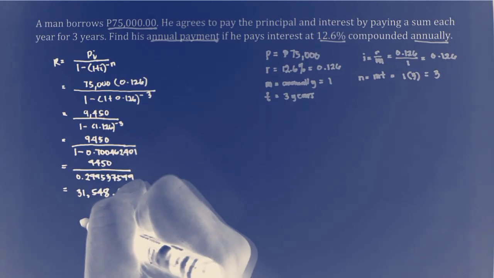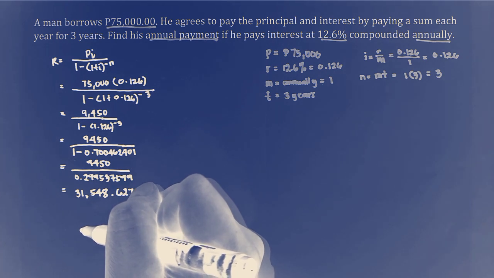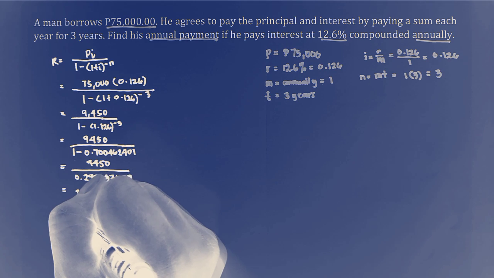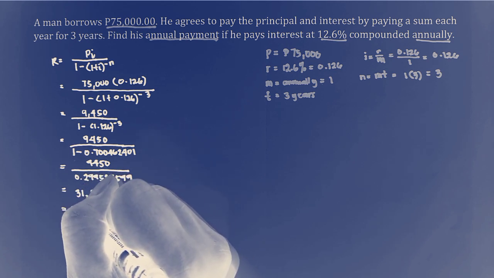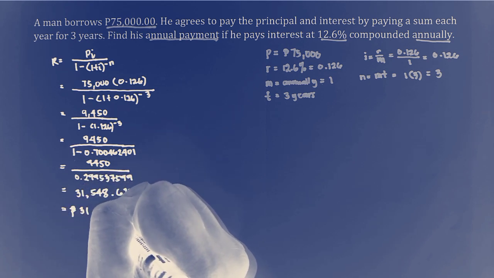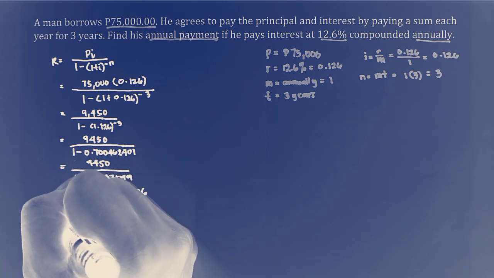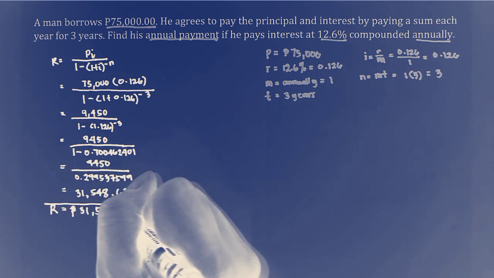31,548.62706. So since ang tinatanong dito ay magkano yung kanyang ibabayad yearly. So meaning to say, approximately ang ibabayad niya yearly ay 31,548.63 pesos. So ito na ngayon yung ating periodic payment.